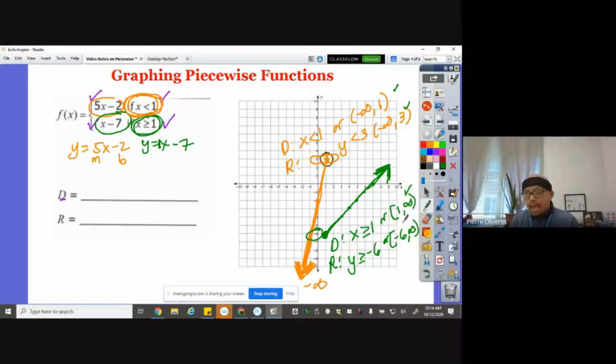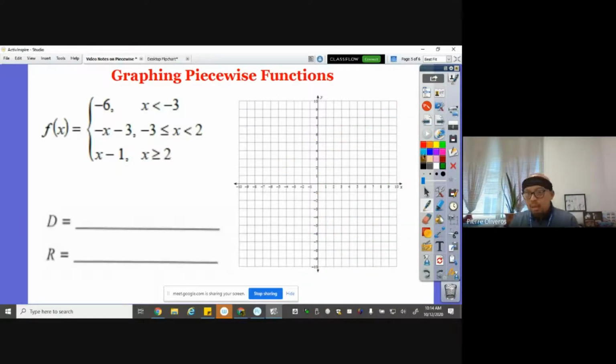I would ask you to do it for every graph, not for the whole thing, because most of the time it will be all real numbers. So we will do it this way when we find the domain and range. Okay, one more. All right, this time we have three functions: negative 6, negative x minus 3, and x minus 1. And they have their own intervals there, okay?